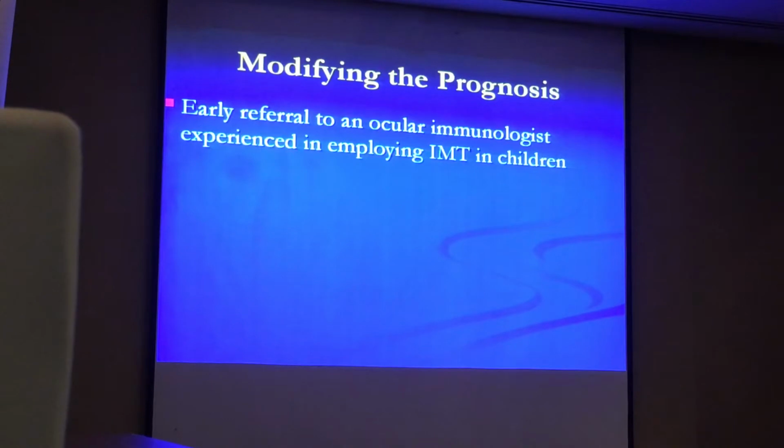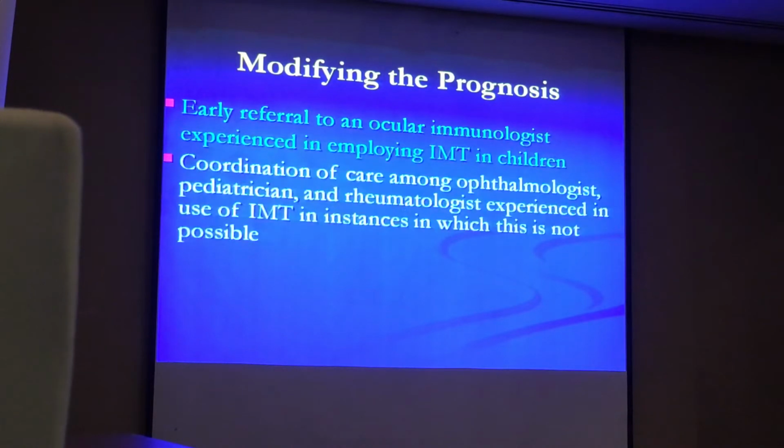Looking back at what we have learned so far, for patients with pediatric uveitis, early referral is key. This morning I talked about referral, and for children it's even more important that you refer the patient to an ocular immunologist experienced with using IMT in children, because they, even more than adults, need this type of inflammation control in order to have a good prognosis. So that definitely is true.